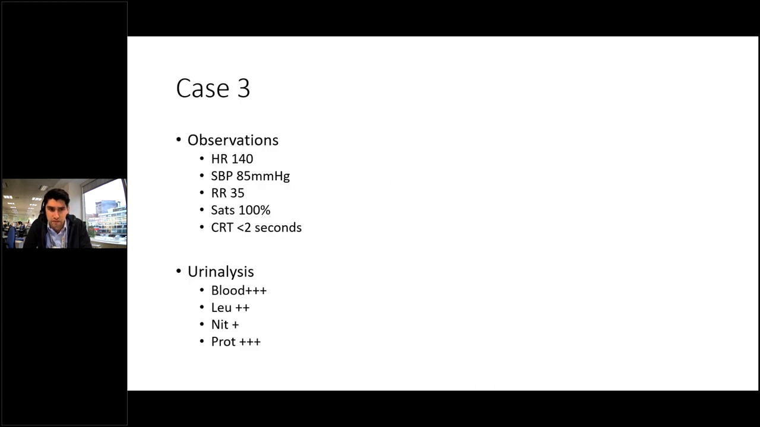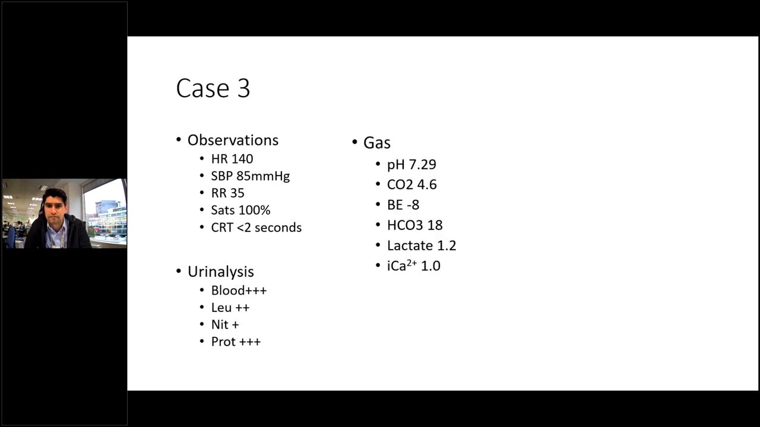Observations looked fine. There was nothing particularly untoward with those, and the urinalysis lit up like a Christmas tree for blood, leukocytes, nitrites, and protein. So suggestive of a UTI. And a pH of 7.29, a bit acidotic there, as you can see with a bicarb of 18 and base excess of minus 8.